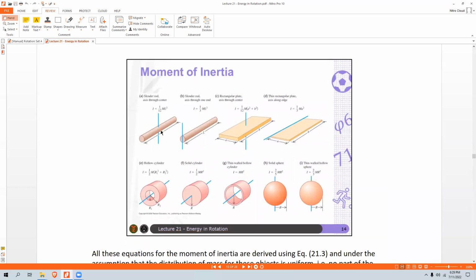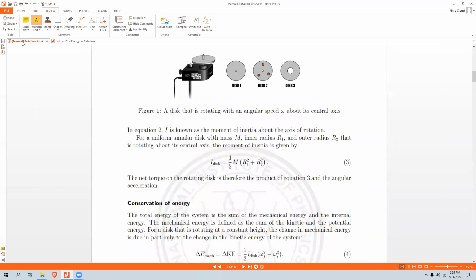For example, if you spin a rod through its center, its moment of inertia will be given by this formula here. If you had a sphere, you would use this formula instead. But for this experiment, what we will be using is a disk. In particular, we will be using a hollow disk or a donut shape. So there will be a hole in the middle. This disk will have a moment of inertia given as follows.